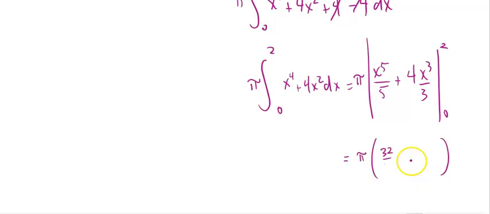That's 32/5 plus 8 times 4, 32/3. And then 0 would go away in this case. And I'd probably go to my calculator at this point, or you can do it by hand, we like exact values as well. That should be 256 over 15 pi if you find a common denominator of 15.